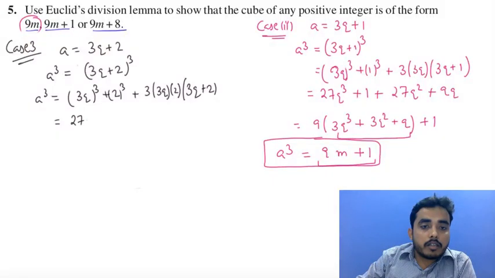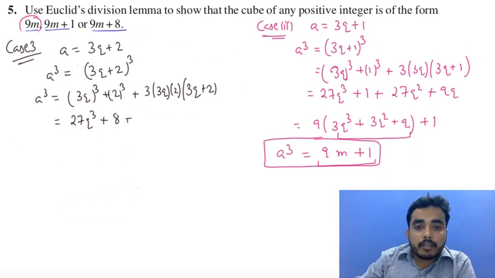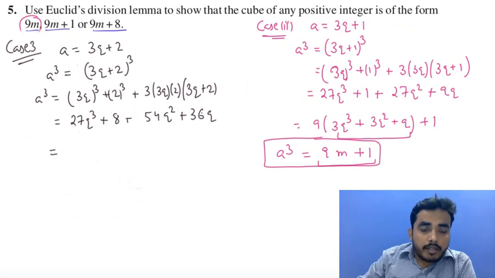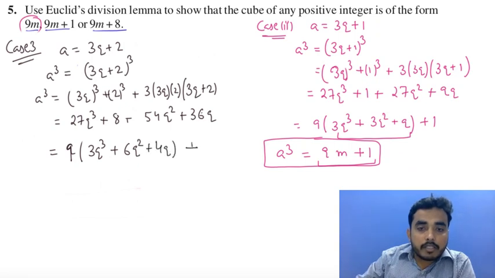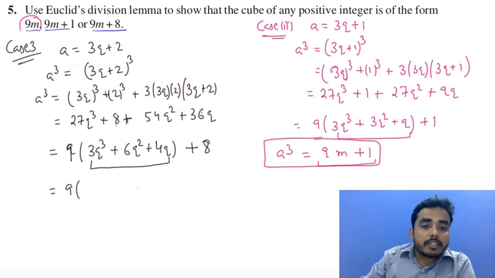So this is 27 q cube plus 8 plus this is 9 into 2 18 into 3, this is 54 q square plus 36q. Okay, so taking 9 common from all these, we will be left with 3q cube plus 6q square plus 4q plus 8. This 8 is written over here. So as we know that q is an integer, so all these will give an integral value, and we can write this as a new integer m. Okay, so this is of the form 9m plus 8.